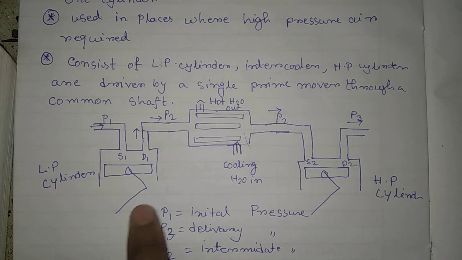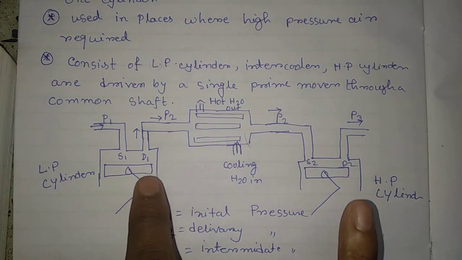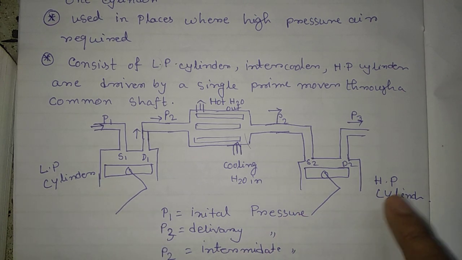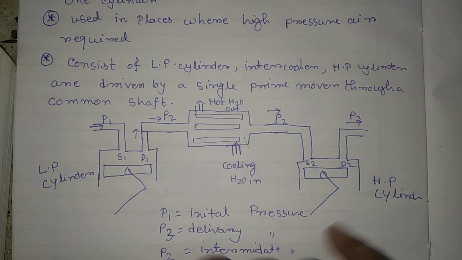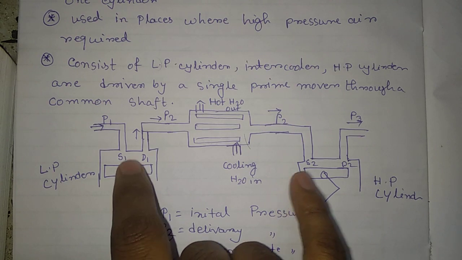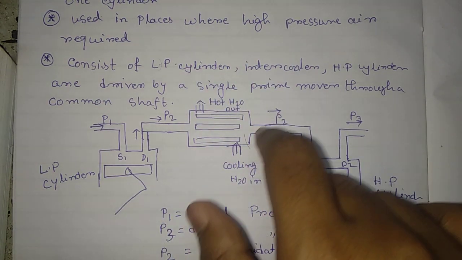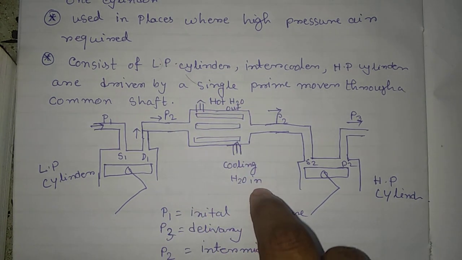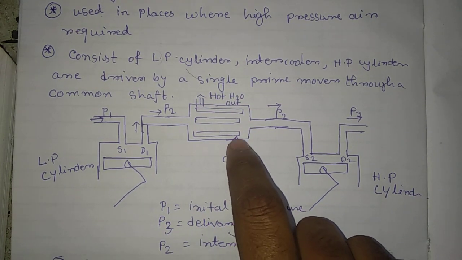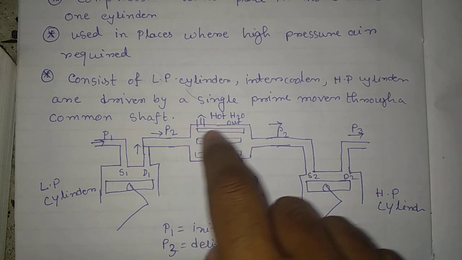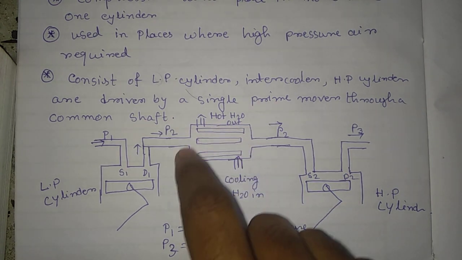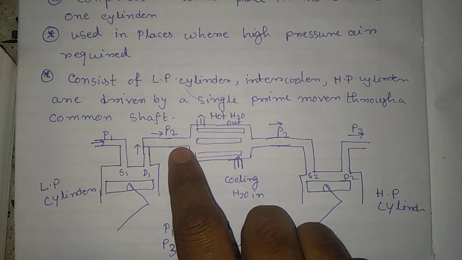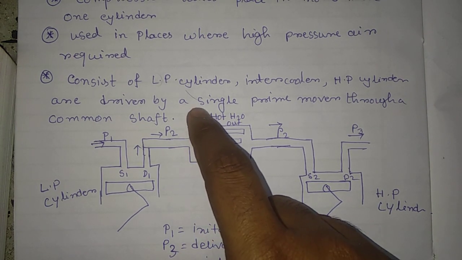In this block diagram you can see that two cylinders are basically used. That is the LP cylinder, meaning low pressure cylinder, and the other is the high pressure cylinder. Now in between the low pressure cylinder and the high pressure cylinder, one intercooler is generally used. This is the intercooler in which cooling water flows in through the inlet port, and after circulating through the pipe, the hot water comes out from that valve.